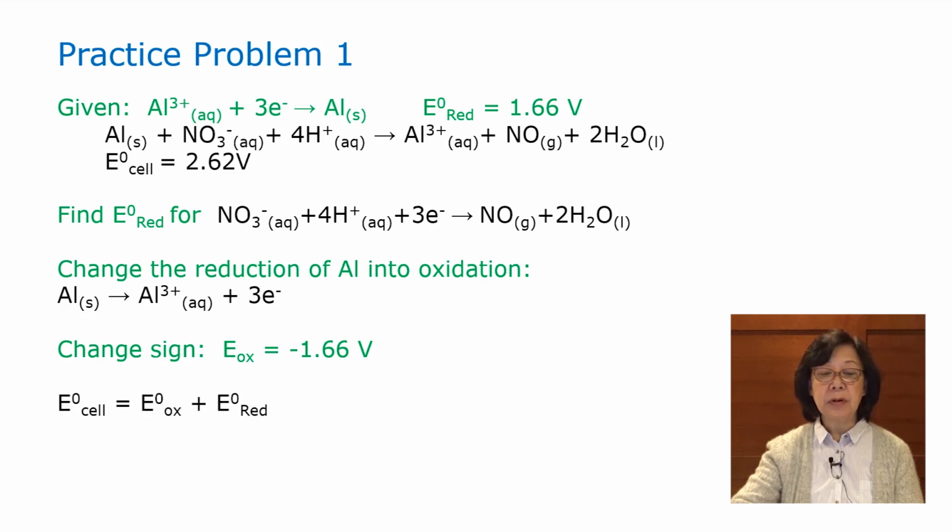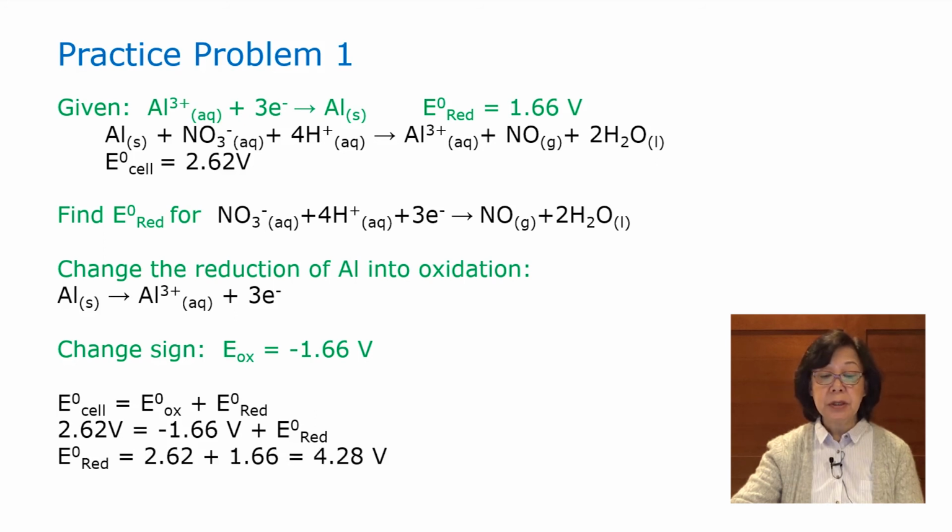Now, this overall cell potential is equal to the oxidation potential plus the reduction potential. Given the overall cell potential is 2.62 volts, and the oxidation potential is 1.66 volts, now we can calculate the reduction potential for the half reaction, which is 0.96 volts.